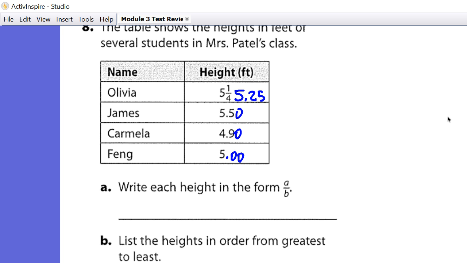Be careful. It says list the heights in order from greatest to least. The greatest height there is 5.5. If you can't see that, at least you can see it on the table. The next one is 5.25, which is 5 1/4. The next one's 5 whole, and the next one's 4.9.